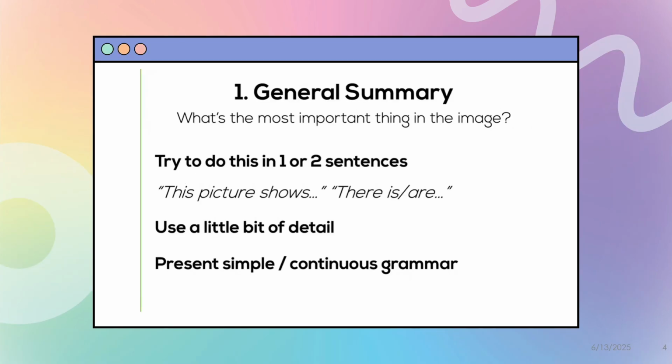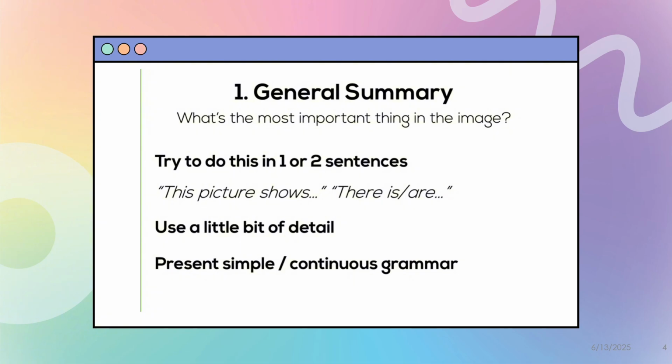Okay? So, what is the most important thing in the image? What do you yourself see? What do your eyes show you? How can you start the description? You can do it in one or two sentences like this: This picture shows what? What do you see? For example, maybe you see a cat. Now you say, this picture shows a cat running around in the playground, for example.